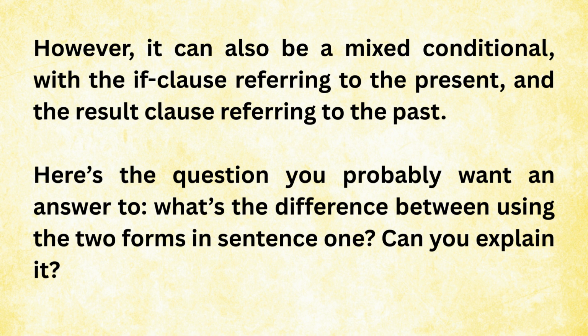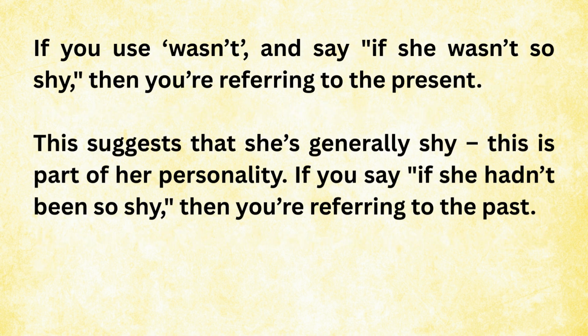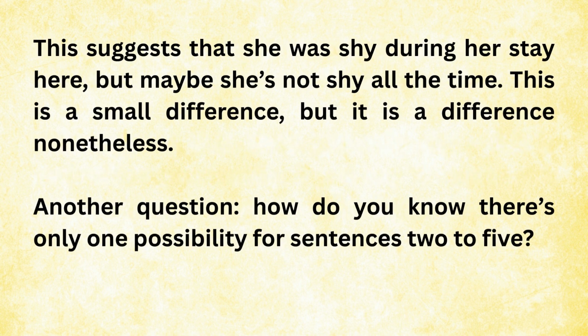Can you explain it? If you use wasn't and say, if she wasn't so shy, then you're referring to the present. This suggests that she's generally shy. This is part of her personality. If you say, if she hadn't been so shy, that refers to the past, that she was shy then, during her stay, but maybe she's not shy all the time. This is a small difference, but it is a difference nonetheless.